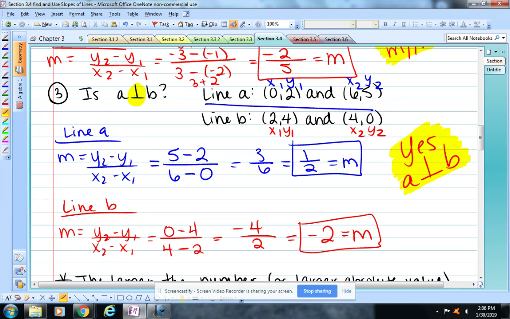So if these were not, flip it, change the sign, it equaled that number. Say this was negative 5, you would just say not perpendicular. Okay? Got it? So if slopes are the same, parallel, slopes are negative reciprocals, they're perpendicular. If they're neither one, then you say no. It is. You've seen this before.